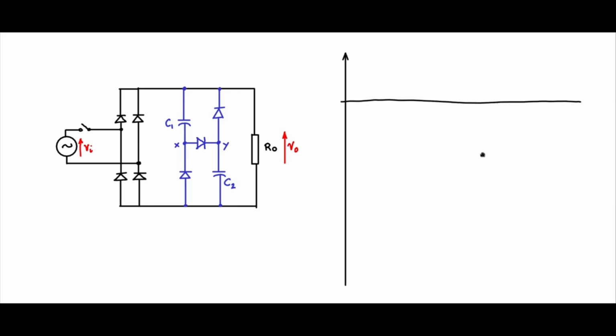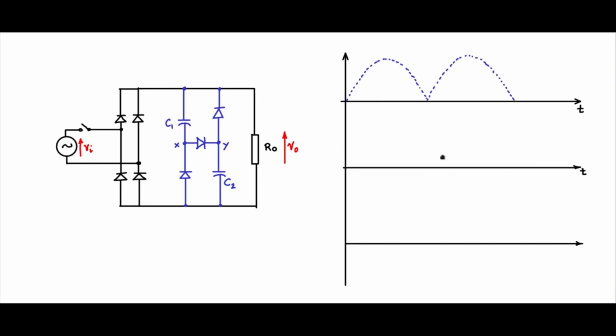Let me draw the waveforms. Let me put in the rectified waveform at this point if it was only resistance connected. Let me draw two more time x-axis. One will be Vy. Vy is the voltage across C2. Note that voltage across C2 and voltage across C1 will be exactly the same if C1 and C2 are the same values. Then Vx is the voltage across this diode.